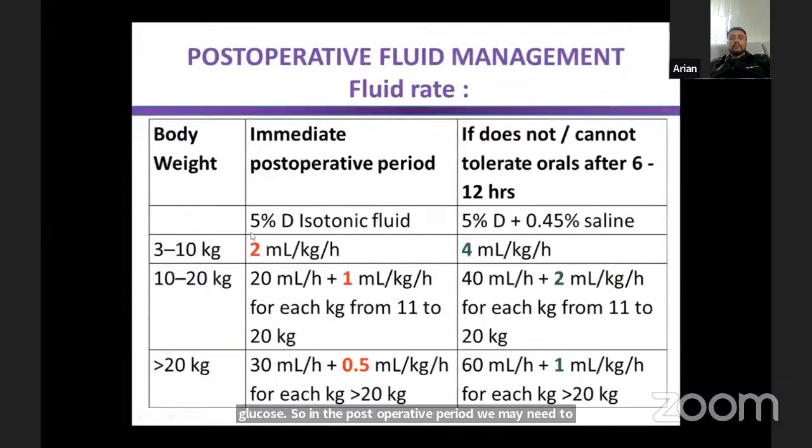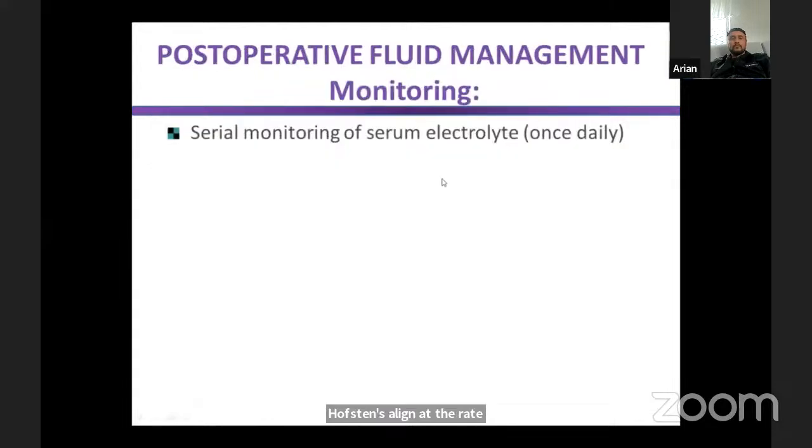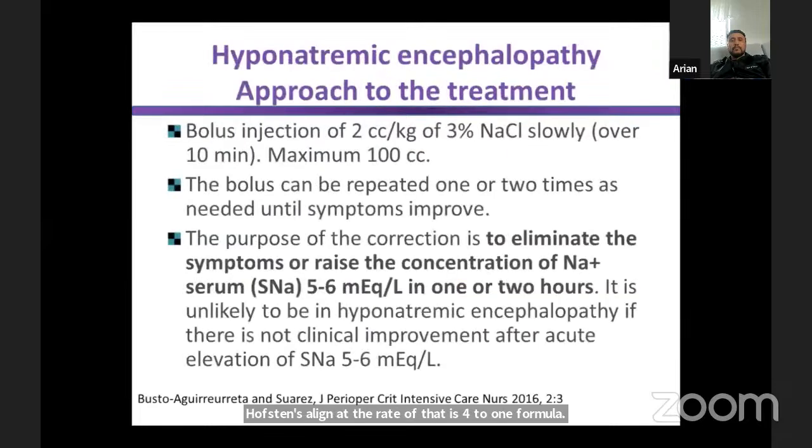Now, at what rate it has to be given? It is given at a half rate as a maintenance compared to what we were giving intraoperatively. So instead of 4 to 1, this will become 1.5. Now, if the child does not or cannot tolerate orals after 6 to 12 hours, then we need to give 5% dextrose with half strength saline at the full rate, that is 4 to 1 formula. We need to have a serial monitoring of serum electrolytes once daily.